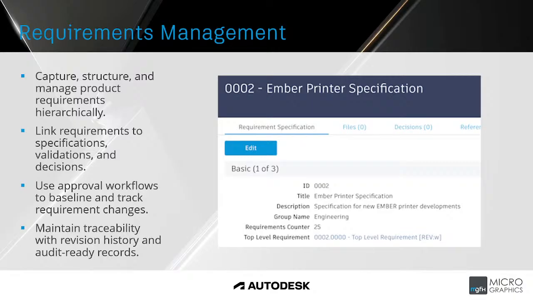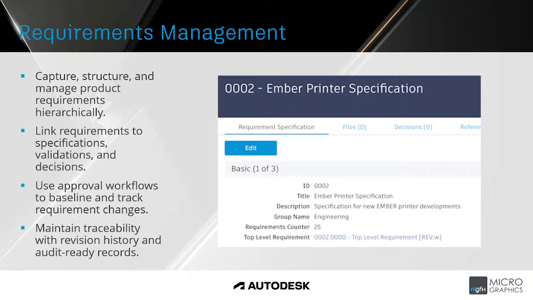So those are the sorts of requirements we're looking at, but also in this specific case, requirements here of just general product requirements. And these requirements can be organized in a hierarchy with sub-requirements linked to parent requirements, specifications, validations, and decisions. So looking at introducing a new product, what are the requirements for that new product? So in this case here, we have a required specification set up for an Ember printer as an example.